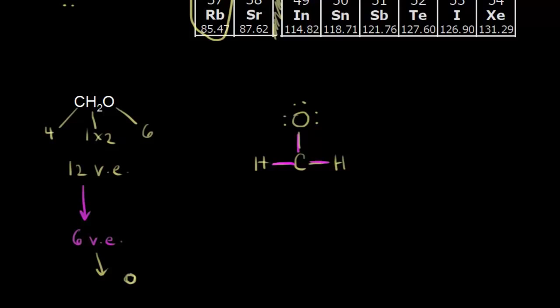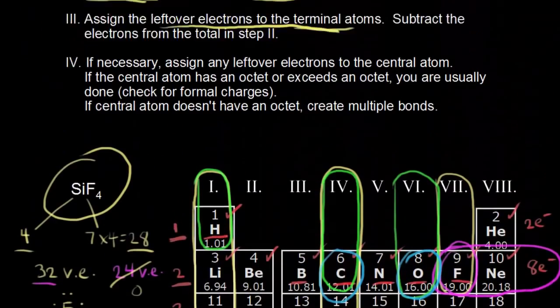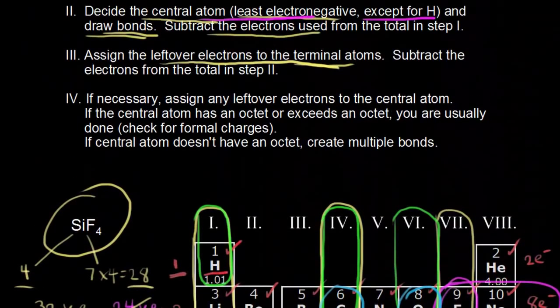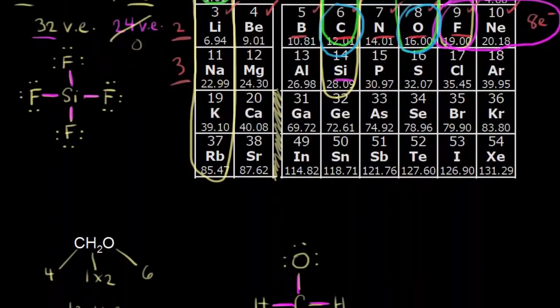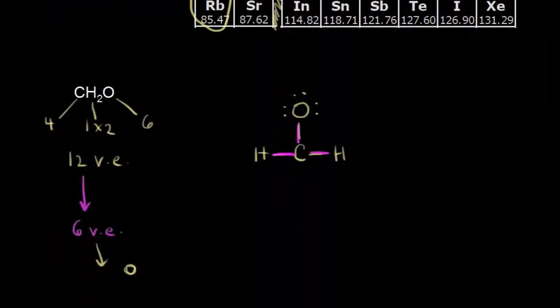And let's go back up here and let's look at step 4 here. So for step 4, if the central atom doesn't have an octet, and it usually does have an octet, you can give it an octet by creating multiple bonds. So let's look at what we have so far for our dot structure, and let's see if we can create a multiple bond somehow. So if I took one of these electron pairs here and moved them into here, let's see what that would give us for a dot structure.